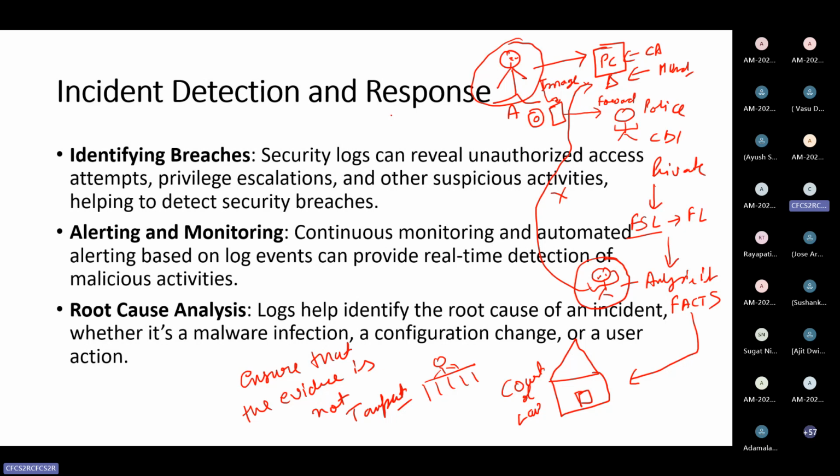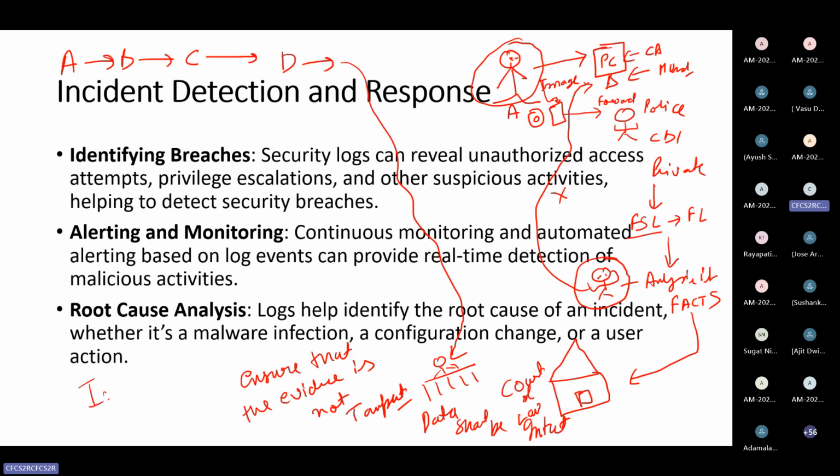Chain of custody means that when the sample is transferred from A to B, it should be intact. From B to C, it should be intact. C to D, it should be intact. Until it is produced in the court of law, the data should be intact. The important part is that the integrity of data should be there.